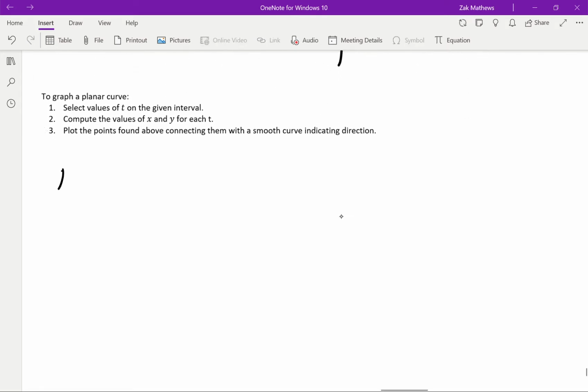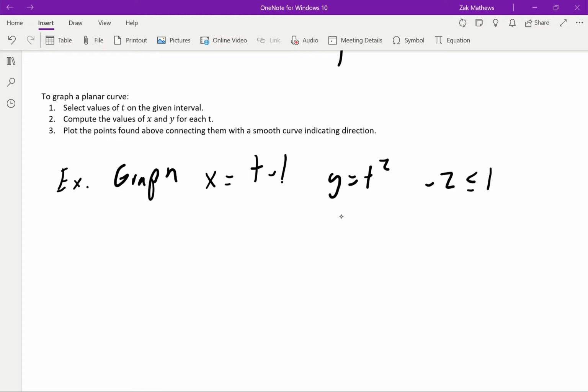We'll start easy. Let's graph the parametric equation x is equal to t minus 1, y is equal to t squared, and this t is going to be between -2 and 2 inclusive. Let's plot this parametric equation.